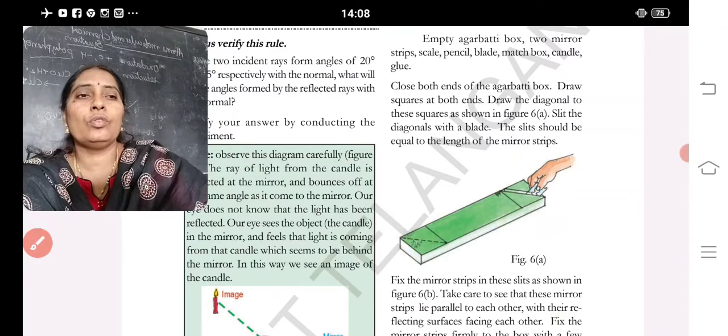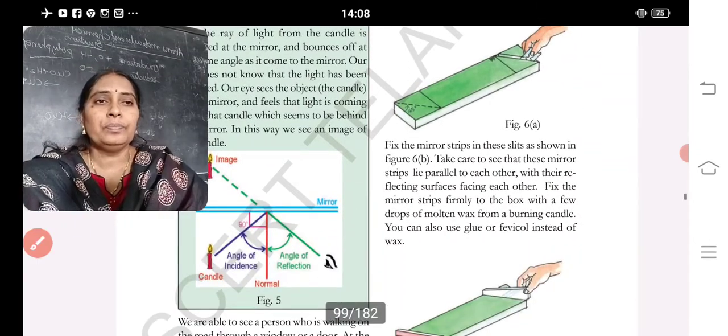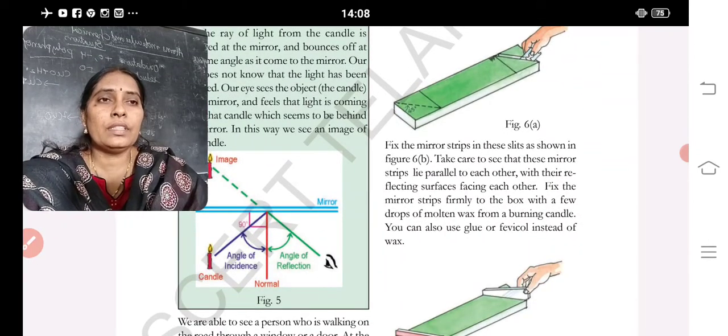In such a way you have to cut. How he is cutting, see. Fix the mirror strip in the slit as shown in the figure 6b. Take care to see these mirror strips lie parallel to each other with the reflecting surfaces facing each other.